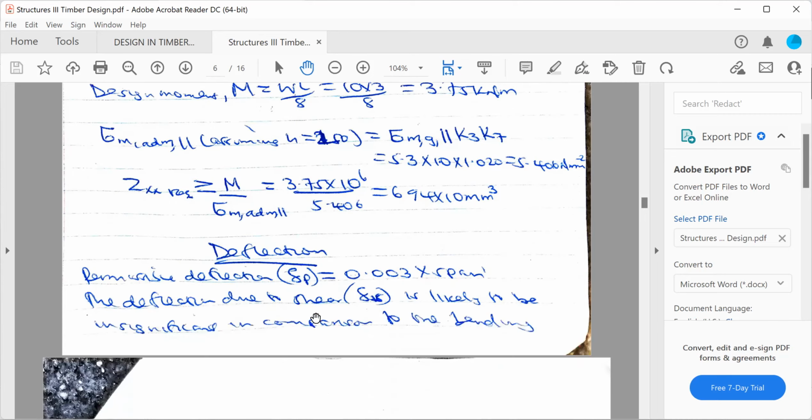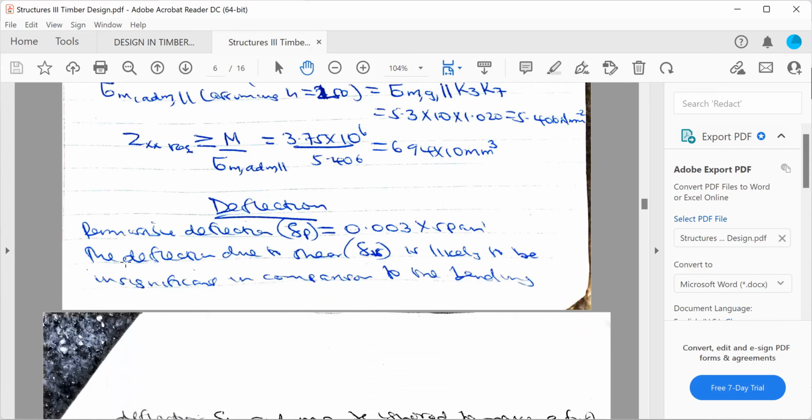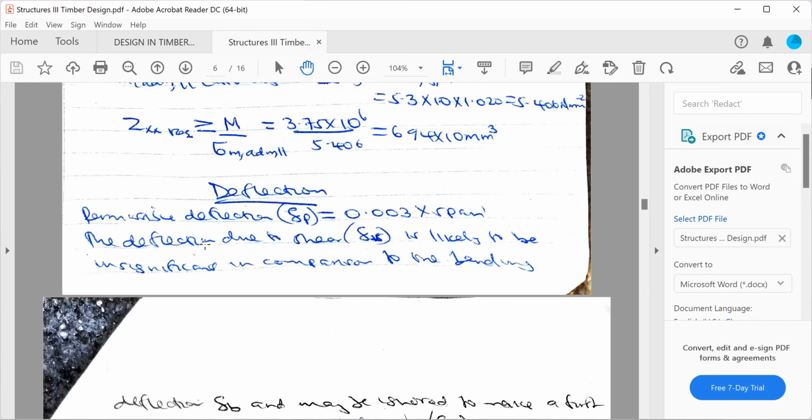Now we'll move to deflection. As we said, permissible deflection, which is delta P, is given by 0.003 times span. This is a standard formula, 0.003 times the effective span of the beam. Deflection occurs due to bending and due to shear. But the deflection due to shear is likely to be insignificant in comparison to the bending deflection. Bending deflection accounts for more than 90% of deflection, so shear deflection only contributes about 10% of total deflection.